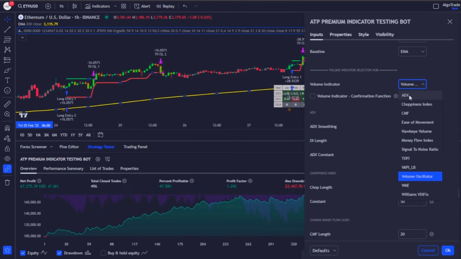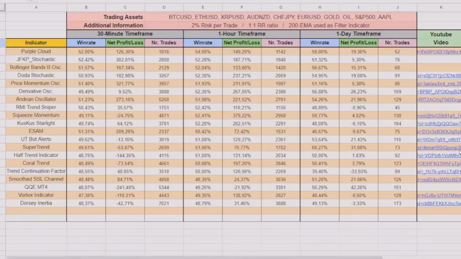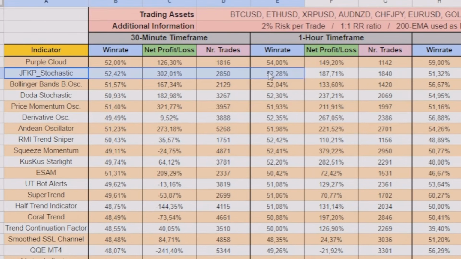And just like I changed the take profit method, I can insert a volume or filter indicator to increase the strategy's efficiency. In our ranking sheet, this new Stochastic easily gets the 2nd place, which is wonderful.